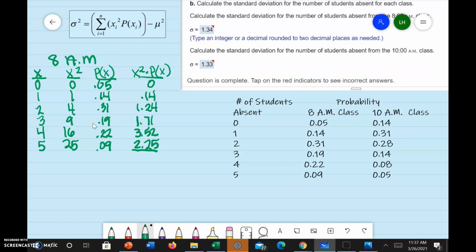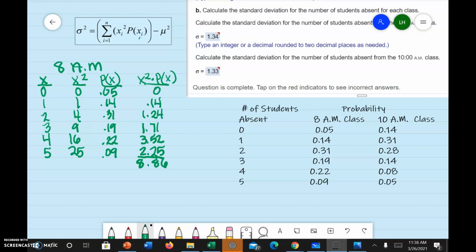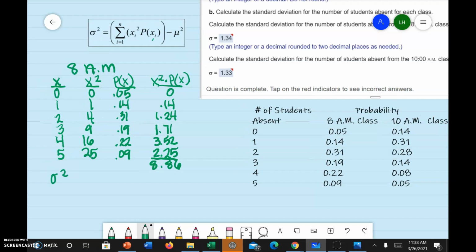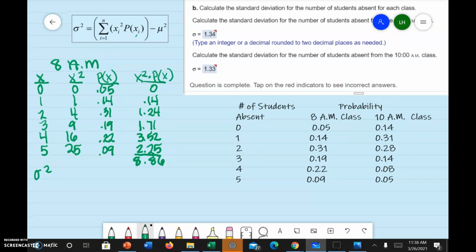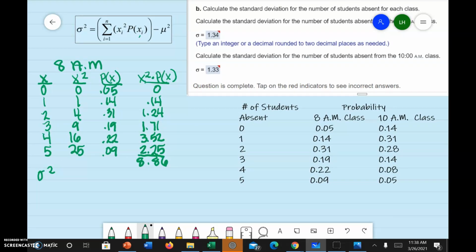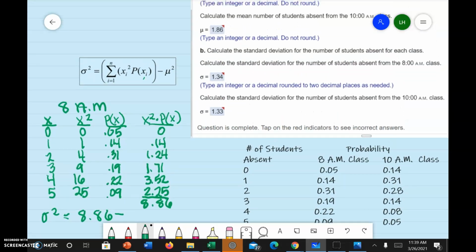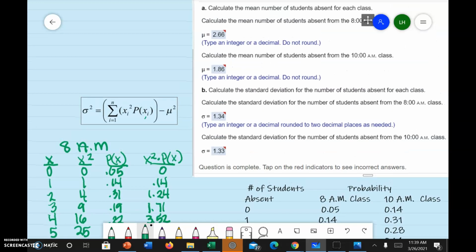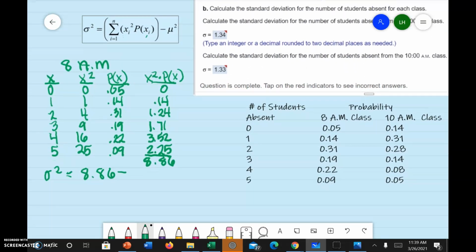Now we need to add those together because the formula says multiply x squared times p of x. Now sum those numbers up. When you add those, you're going to get 8.86. Now this is the formula for the variance. So let's find the variance, and then we can just take the square root. So plug it into my formula. My mean is what I calculated in part A, which is 2.66.